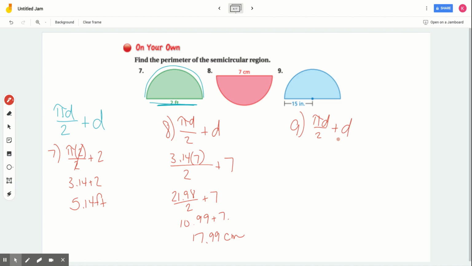Now, for the last one, number 9, again, we're going to use that same formula, pi times diameter divided by 2 plus the diameter. Here you see that they've only given us the radius of 15. Well, if halfway across this way is 15, then halfway across this way is 15. So our diameter would be 30. So we're going to plug in our information. Now, we can easily divide 30 by 2 to get 15. 3.14 times 15 is 47.1. And 47.1 plus 30 will give us a perimeter of 77.1 inches.